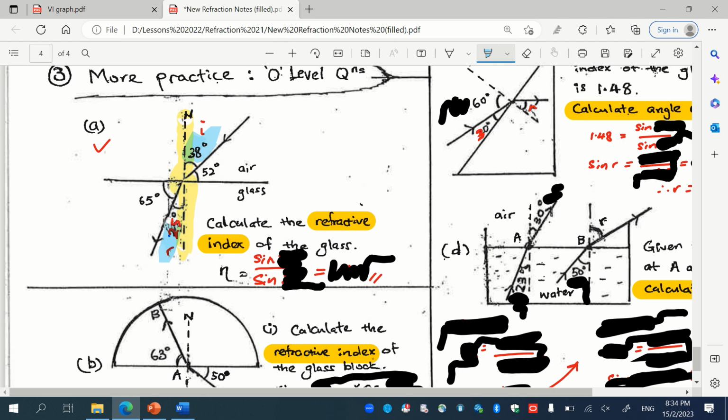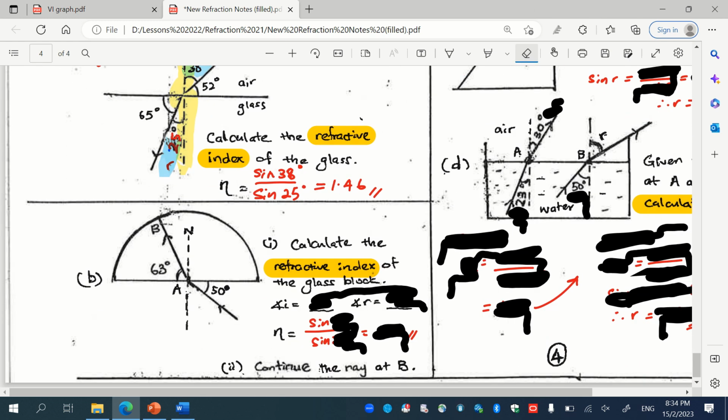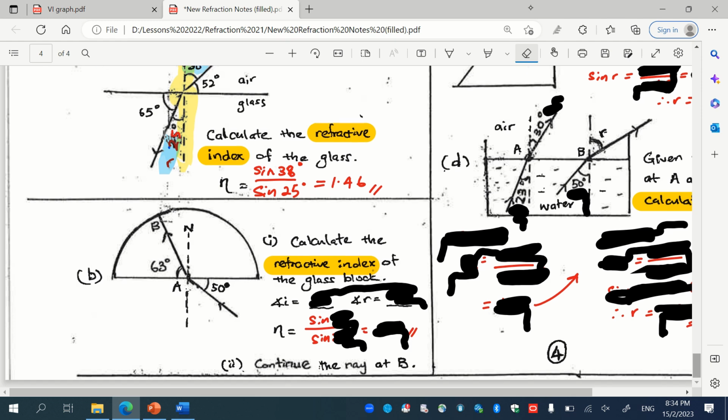Once you identify the angles, the rest is easy already. Once you see where the I and the R are, remember you take sine big angle over sine small angle. Press your calculator, you will get 1.46, a three significant figures answer. Now have a try on this one.